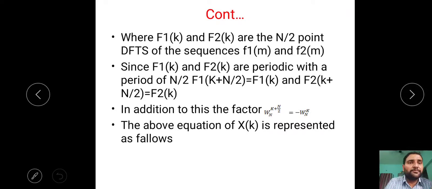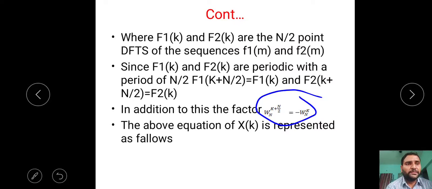Since f1 of k and f2 of k are periodic with a period of n by 2, f1 of k plus n by 2 is equal to f1 of k, and f2 of k plus n by 2 is equal to f2 of k. Have you seen this in DFT properties in the first unit? In addition to this, the factor W_N power k plus n by 2 is equal to minus W_N power k. That is called the symmetry property, because this twiddle factor obeys the periodicity property and the symmetry property.